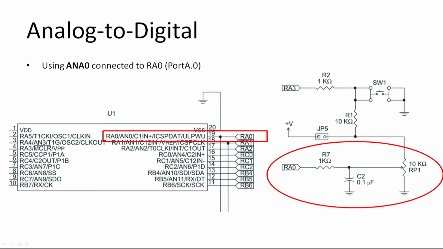We have the potentiometer connected to RA0, port A.0, both the same, and it's actually called ANA0 on this particular chip. It's connected via suitable resistors, a capacitor, and the actual potentiometer itself. We'll look at that again on the board, but you must get this type of circuit set up, and I've highlighted that in the ellipse for you.